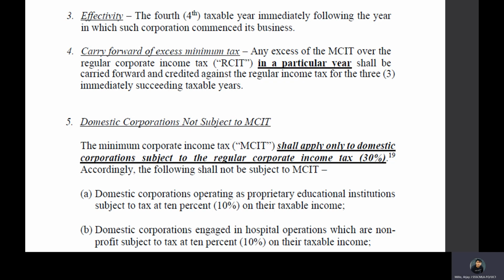Of course, kapag subject ka sa RCIT, hindi ka na masasubject sa MCIT kasi either of the two lang naman doon. And then the following shall not be subject to MCIT as well, yung domestic corporations operating as proprietary educational institution kasi subject sila doon sa fixed rate na 10%. Also, domestic corporations engaged in hospital operations which are not for profit, subject to 10%.